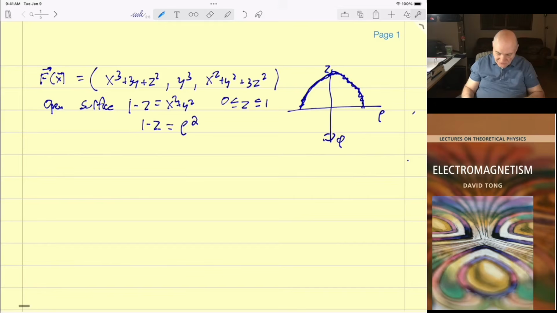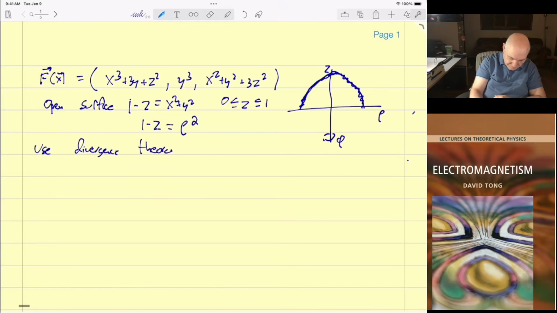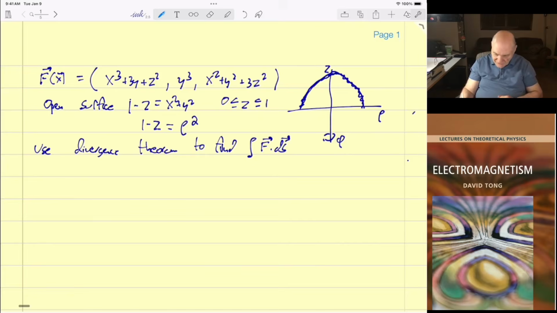And it wants you to use the divergence theorem to find it. So let's just write: use divergence theorem to find the integral of f dot dS. Okay, so how do we do that? Well, to apply the divergence theorem, we're going to need a closed surface.